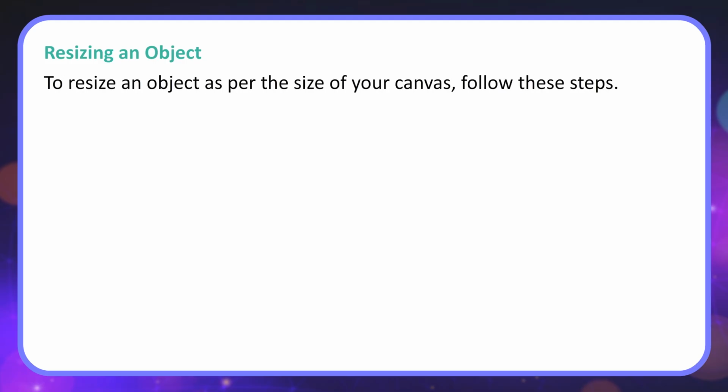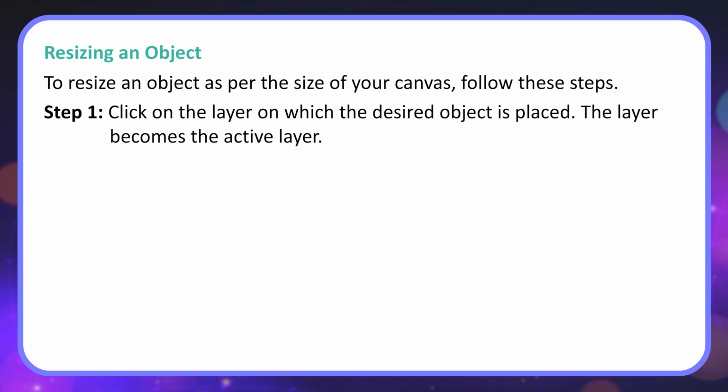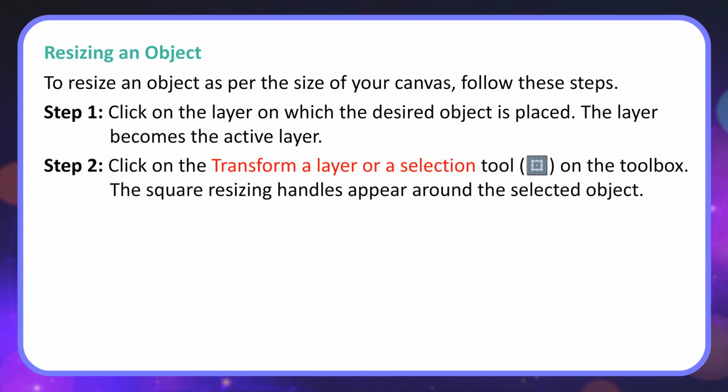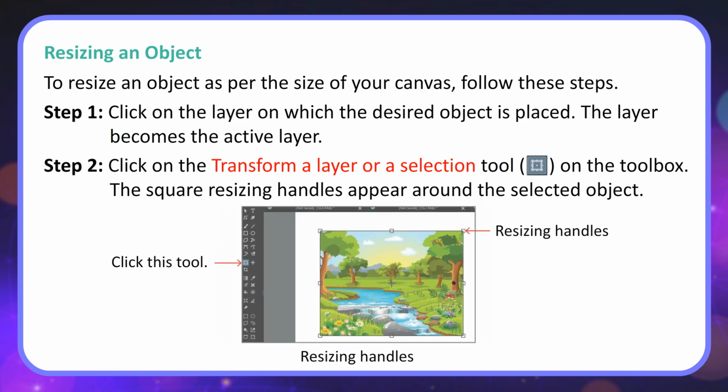Resizing an object. To resize an object as per the size of your canvas, follow these steps. Step 1. Click on the layer on which the desired object is placed. The layer becomes the active layer. Step 2. Click on the Transform layer or a selection tool on the toolbox. The square resizing handles appear around the selected object.